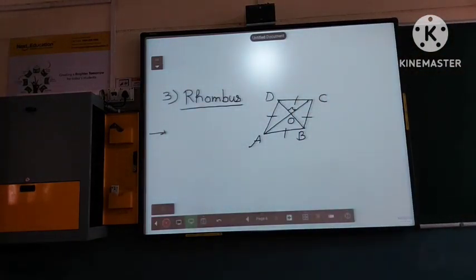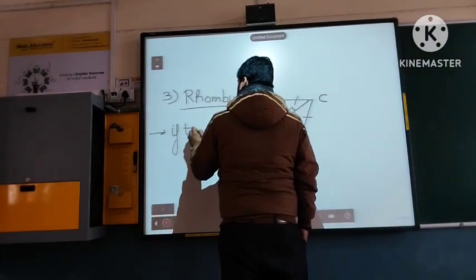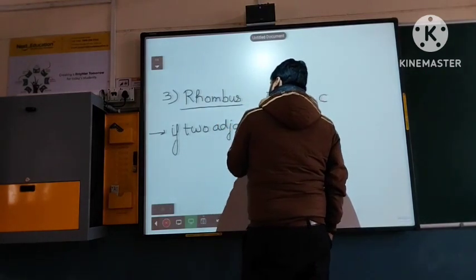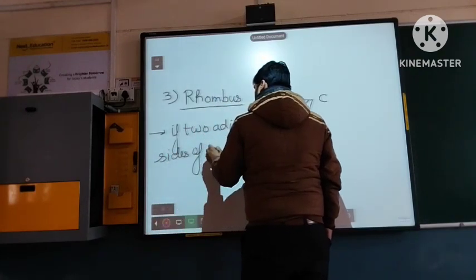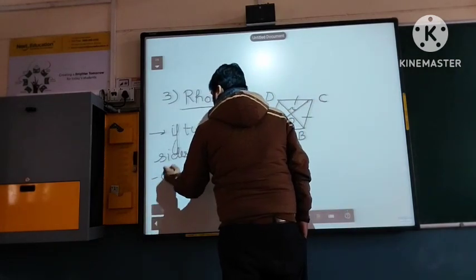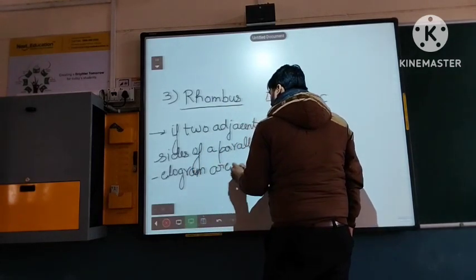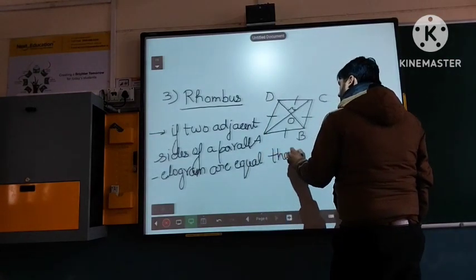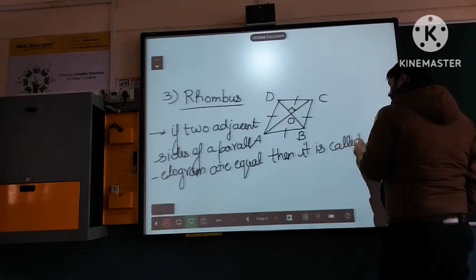Now see, how you can modify a parallelogram to get a rhombus. I am writing the definition. If two adjacent sides of a parallelogram are equal, then it is called a rhombus. So in a parallelogram, we are doing some modification, and it then becomes a rhombus.